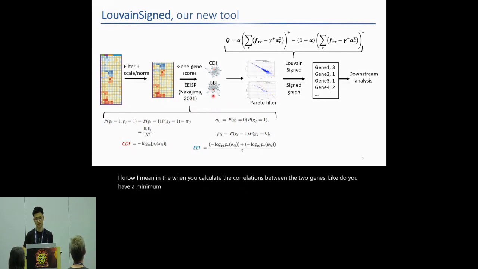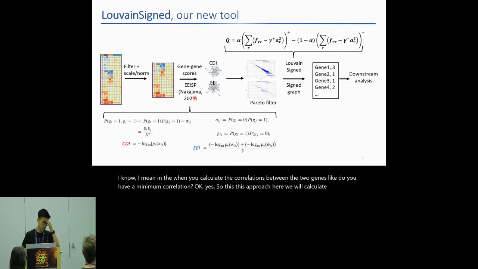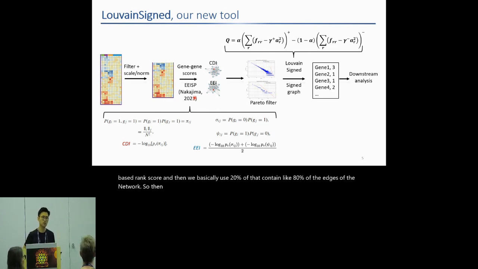Okay. Yes. So this approach will calculate a log-based rank score, and then we basically use the top 20% that contain about 80% of the edges of the network. So we can reduce it and don't rely on a specific number.